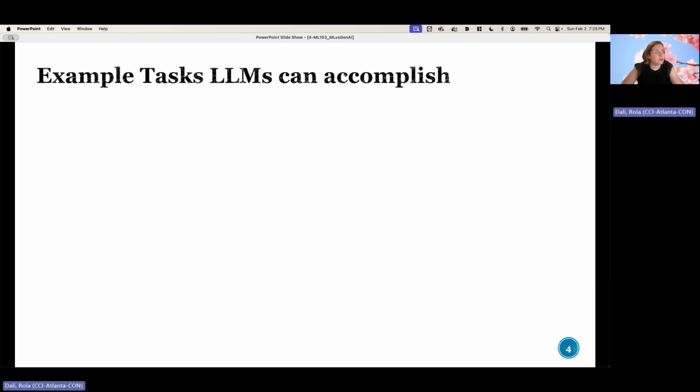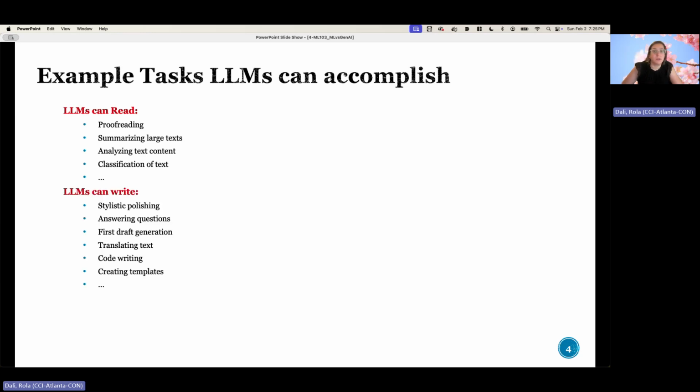Example tasks that LLMs can accomplish. Well, we know they can read. They have been super useful in things like proofreading, summarizing, analyzing content, classification. We know they can write, so they've also been used as stylistic polishing agents, answering questions, first draft generation, translation, code writing. And because they can read and write, then they can converse. That's actually not necessarily true. It's not because they can do these things. They've been fine-tuned to do that.